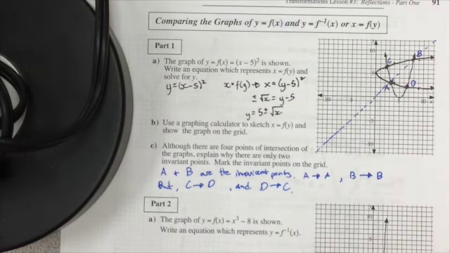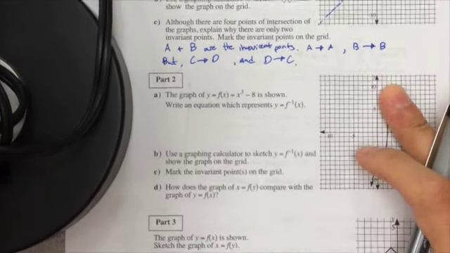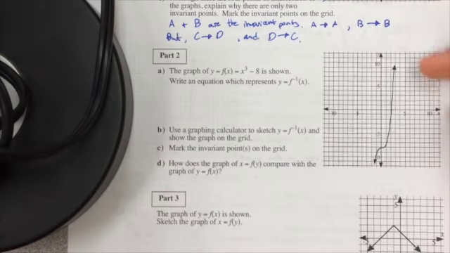Alright, so we'll go on and it'll solidify your understanding if we do a couple more examples here. All of these graphs are always the same that we're working with here. But the graph of y equals f of x is equal to x cubed minus 8 is shown. Write an equation which represents y is equal to f inverse of x.